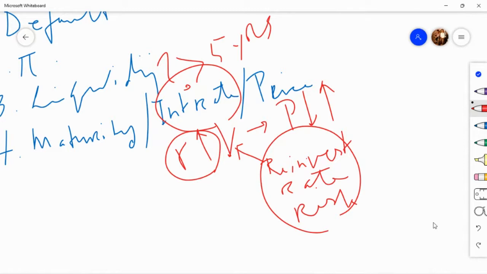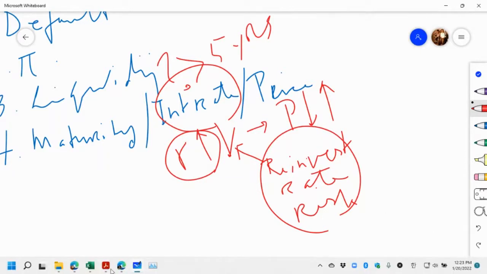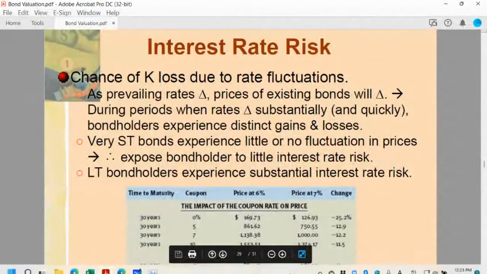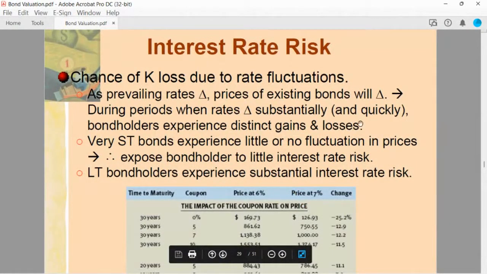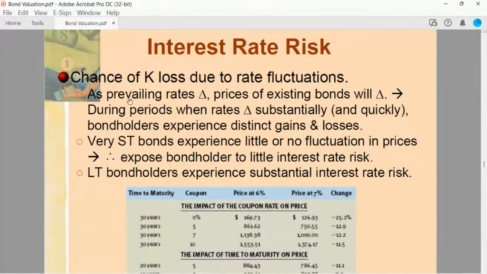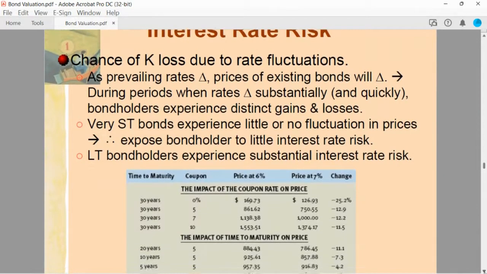S&P 500, Dow Jones, NASDAQ, they all took off since the 1990s. Compared to prior to the 1990s, the rate of increase really took off, right? So that's why it is called interest rate risk. And I already explained the chances of capital loss due to rate fluctuations: as the prevailing rate changes, prevailing rate meaning the discount rate, the prices of existing bonds will change. I already talked about this, so I'm not going to read everything.